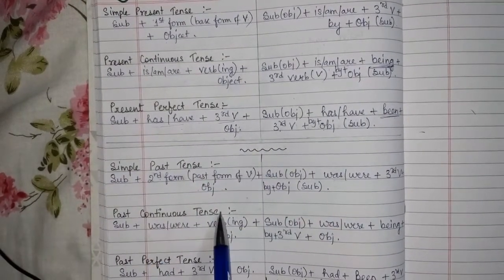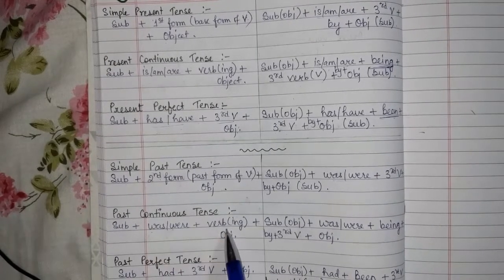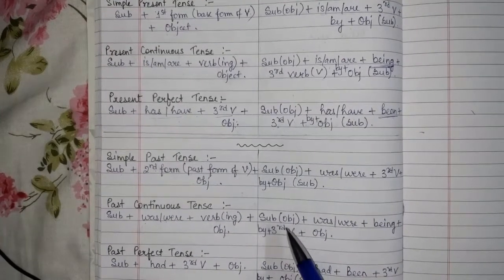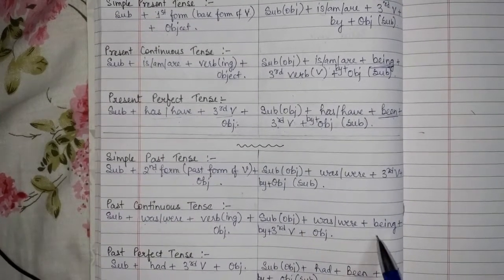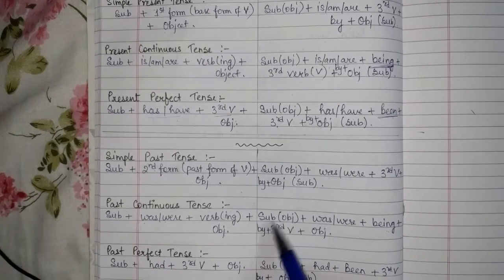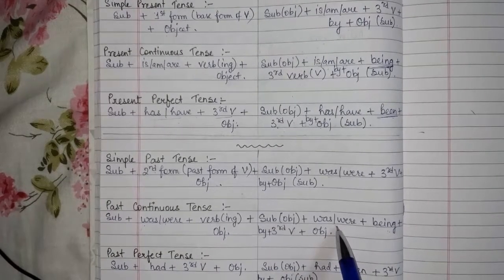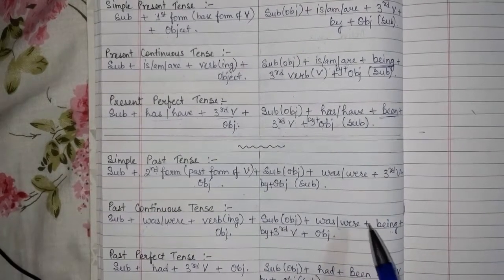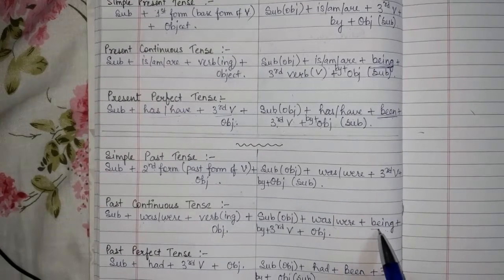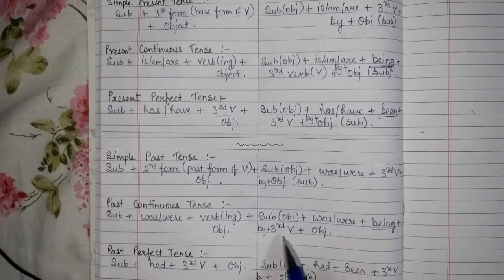Next we come to past continuous tense. The past continuous tense formula is subject plus was, were plus verb in ing form plus object. How will we write it? Same thing, we just have to add being to show the continuous ing form. The subject and object will change places. Then was and were, as used here, we also have to use. We cannot use the verb in ing, so we have to show this ing by using being. Then the main verb will be the third verb, then the object.